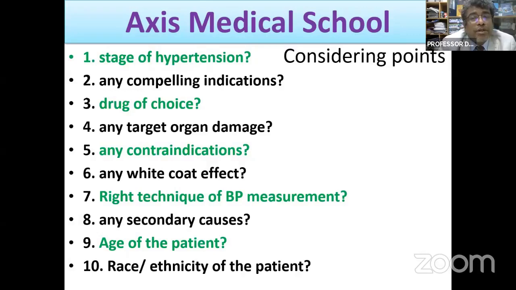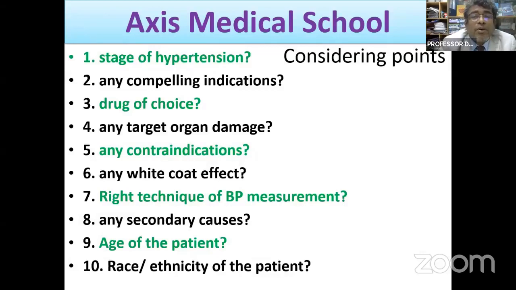So we should know in which stage the patient is now. So staging of hypertension is important. The second point is the compelling indications: whether this patient has any compelling indications. So we should know what the compelling indications are.